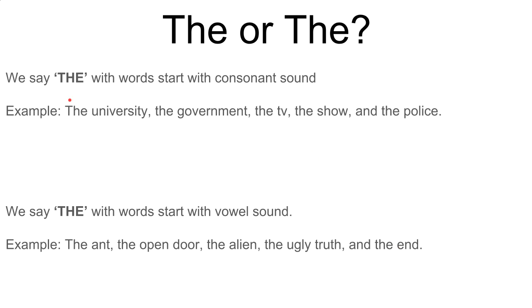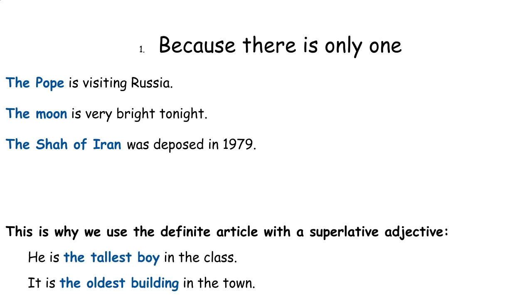So I'll repeat that. You say "the" when your words start with consonant sound, and you say "thee" when your word starts with vowel sound. I hope you learned that once and for all, and we are not going to be confused anymore.